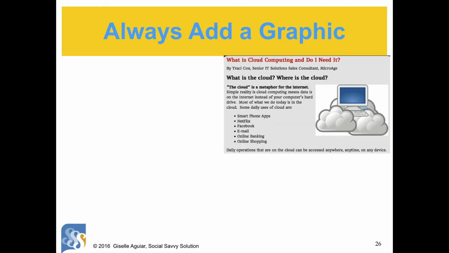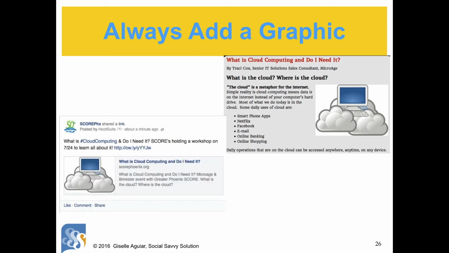And always add a graphic to your blog post, even if you're embedding a video. It shows in the excerpts on the social networks. Add the description to the picture with your title or keywords. This helps with SEO.